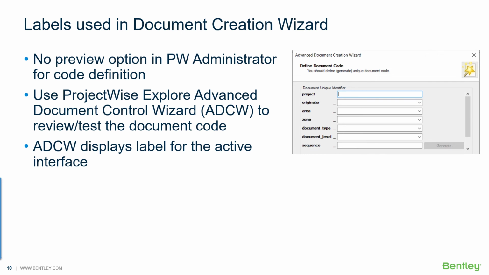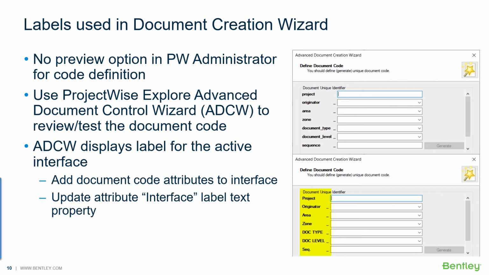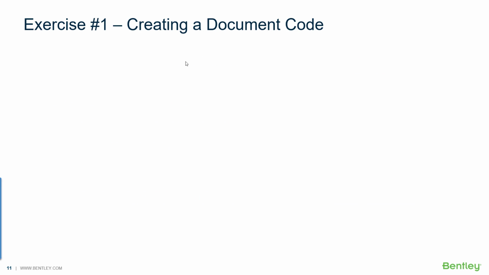When testing the Advanced Document Creation Wizard, the table field or column names show up instead of friendly names. This is due to the active interface not having the document code parts included with friendly names. To correct this, add the attributes from the document code parts to all or a common appropriate interface. Update the attributes interface label text to display a more appropriate friendly name for users to understand what should be entered. For exercise 1 in this course, we'll be creating a document code.